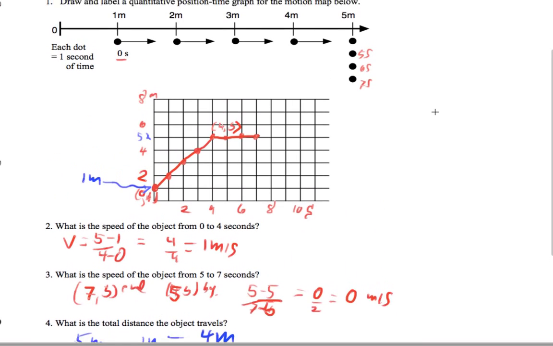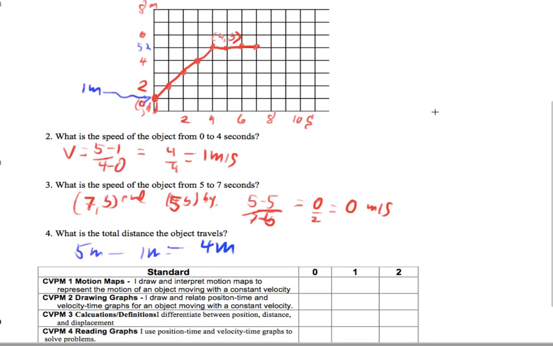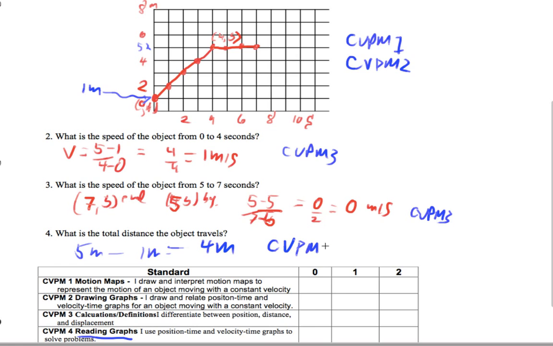All right. So the standards I used. This one is actually, the graph here is going to be CVPM1 reading the motion map and CVPM2 drawing graphs. This one here, CVPM3. This will also be CVPM3. This last one here, I counted it as reading graphs, CVPM4, but of course one could also say that it's motion maps, but I just decided to count it as standard 4. So that's the solution to the second appraisal.